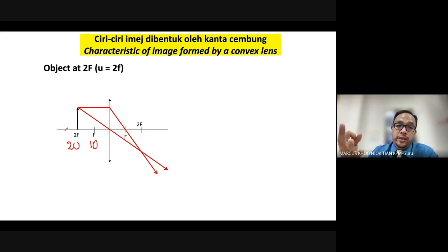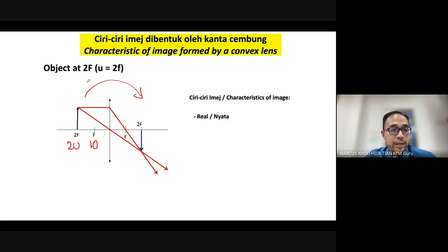Rule number 3 is so easy. Just draw straight through the center. No need to think about anything already. Again, the important point is, and this is precise, if you draw your drawing correctly and precisely, you should get the image exactly at 2f. And not just that, since the image is formed on this side of the lens, this is a real image. And I think I should write down now.